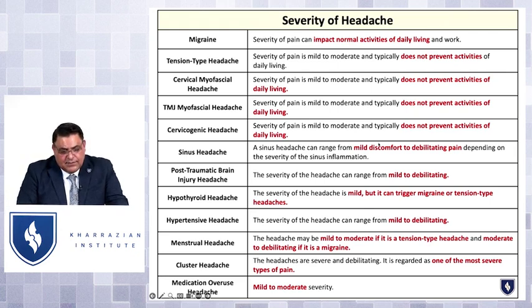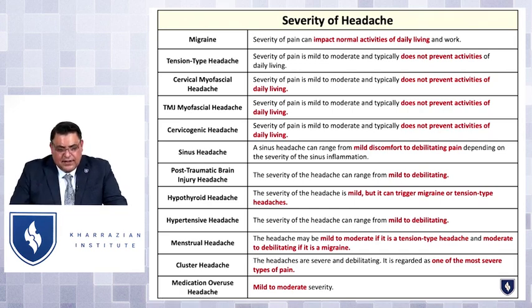And then sinus headaches can be as debilitating, where a person can't function at all, or it could be mild discomfort, but they're pretty easy to diagnose because it's just right over the sinuses. And then post-traumatic headaches, depending on the type of brain injury involved and the autonomic effects, could be mild, or it's just a very subtle headache, to debilitating, where they can't get out of bed for days.